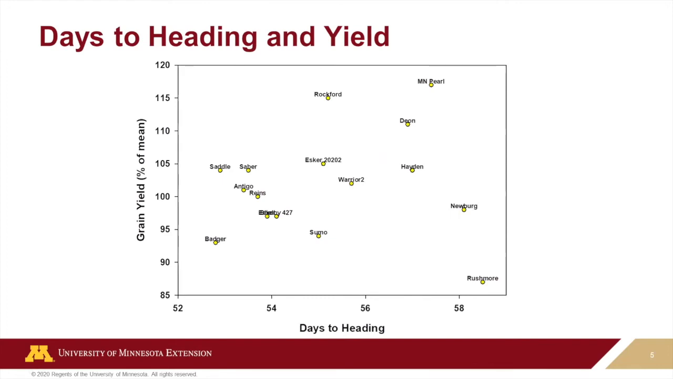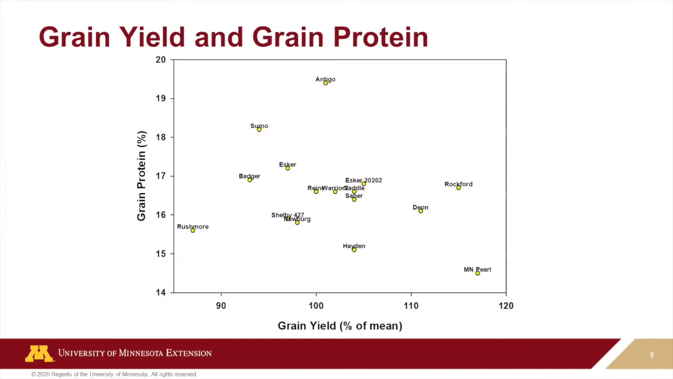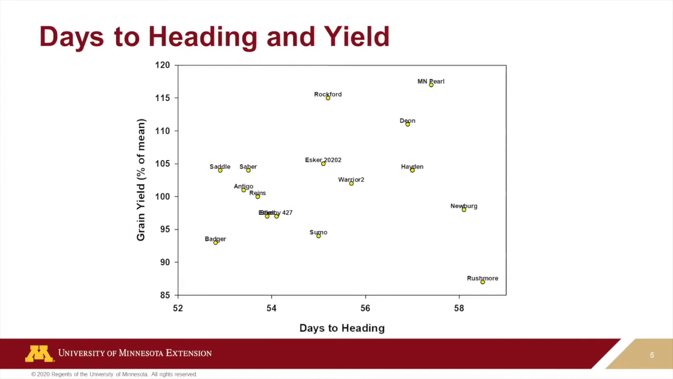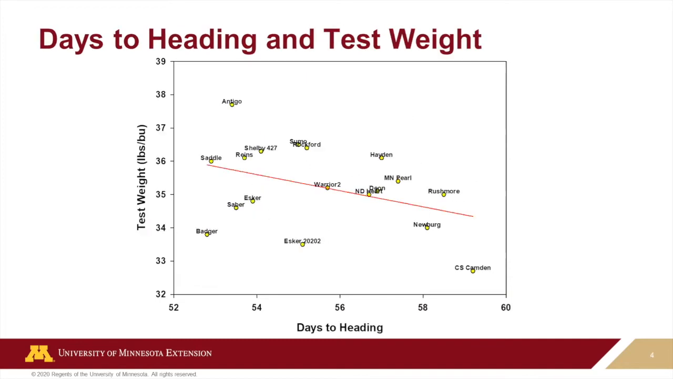days to heading and yield. There's nothing going on, and grain yield and grain protein, there's nothing going on either. It's really in the southern Minnesota heading date, so early maturing varieties give you a greater probability of getting higher test weight. That's basically what this slide says.